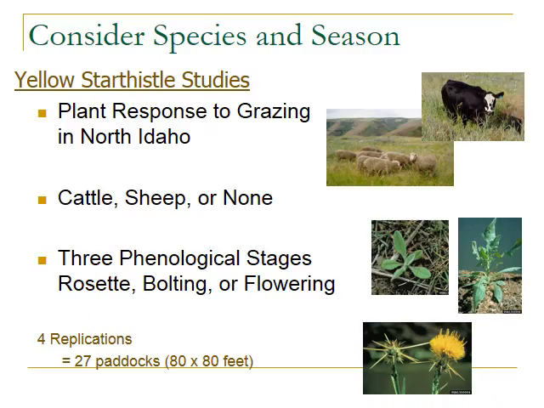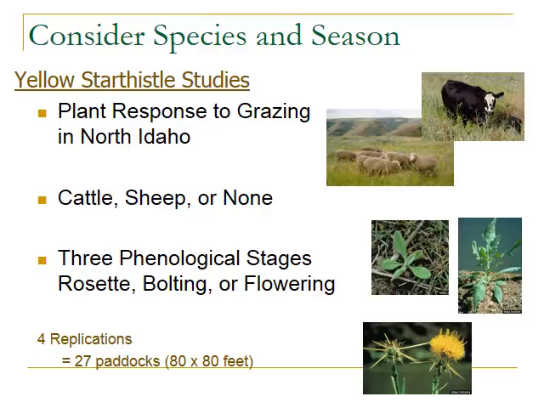I did a study similar to this, only I was looking at cattle and sheep, and I was looking at yellow Starthistle. I want to make this point about how important species is. In this case, we were grazing yellow Starthistle in northern Idaho. We had cattle, sheep, and then a control that was no grazing. We grazed at 3 different times of the year.